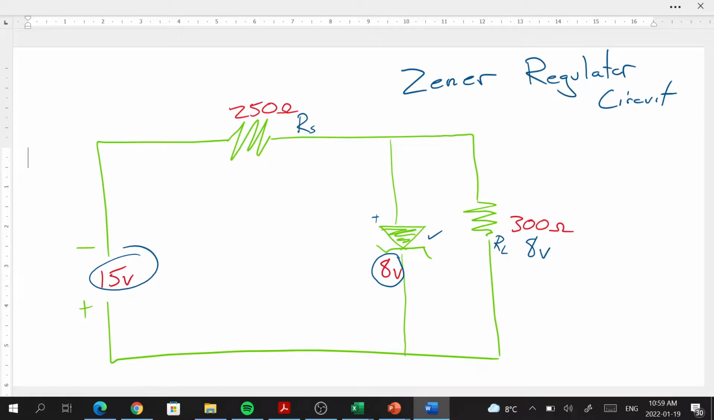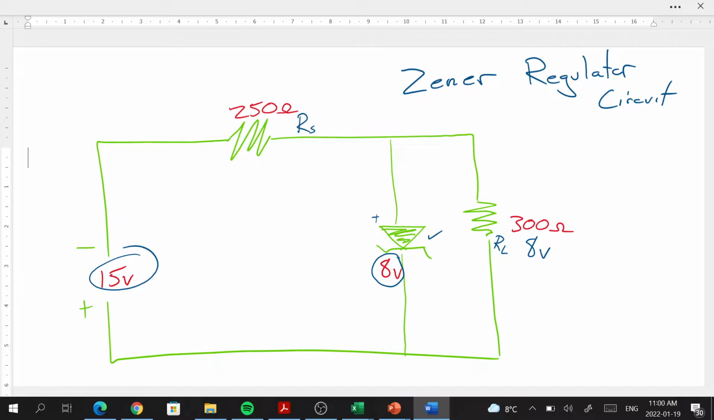It's going to actually act as a current limiting resistor to limit the amount of current going through our Zener diode. Zener diodes can only handle a certain amount of current. They're given a wattage rating, so you cannot exceed that wattage rating. So if the current multiplied by the 8 volts is going to exceed the wattage rating, then that Zener diode is going to burn up and potentially explode. So that's why you got this resistor in series here.